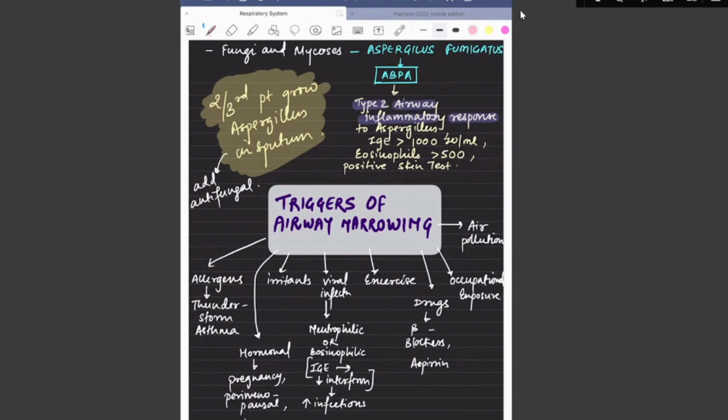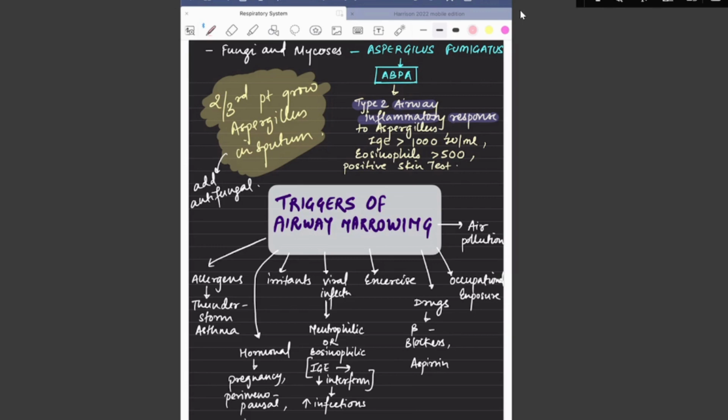Infections like fungi and mycosis. Most commonly, Aspergillus fumigatus causes allergic bronchopulmonary aspergillosis, which causes a type 2 airway inflammatory response, wherein the IgE levels are more than 1000 international units per ml, eosinophils are more than 500, and there is a positive skin test. It is seen that 2/3 of the patients grow Aspergillus in sputum, and so adding an antifungal is necessary.